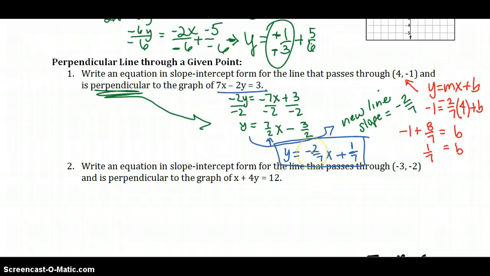So notice it's opposite reciprocal. Okay, I'm going to leave you with number 2.